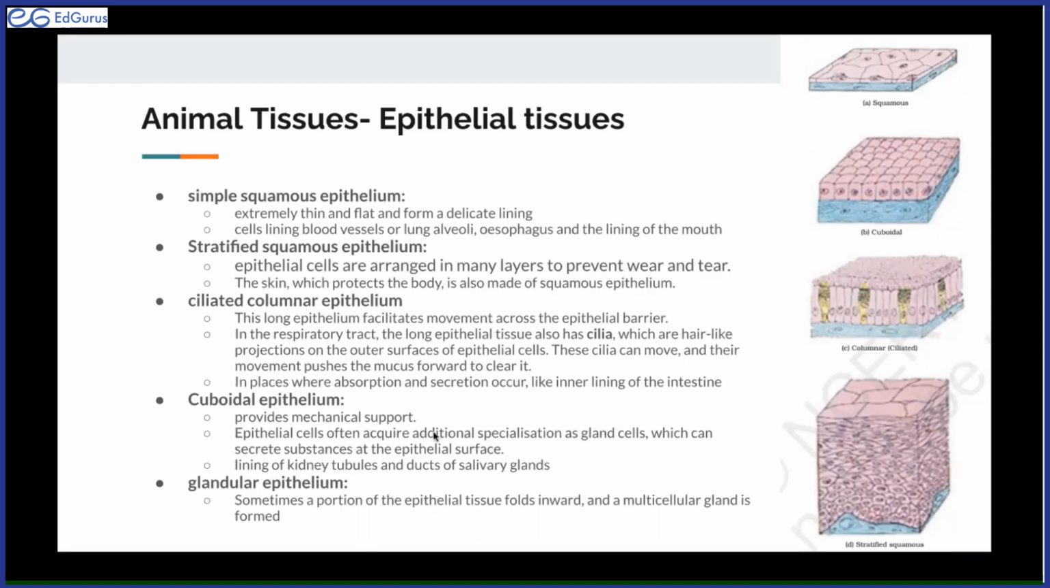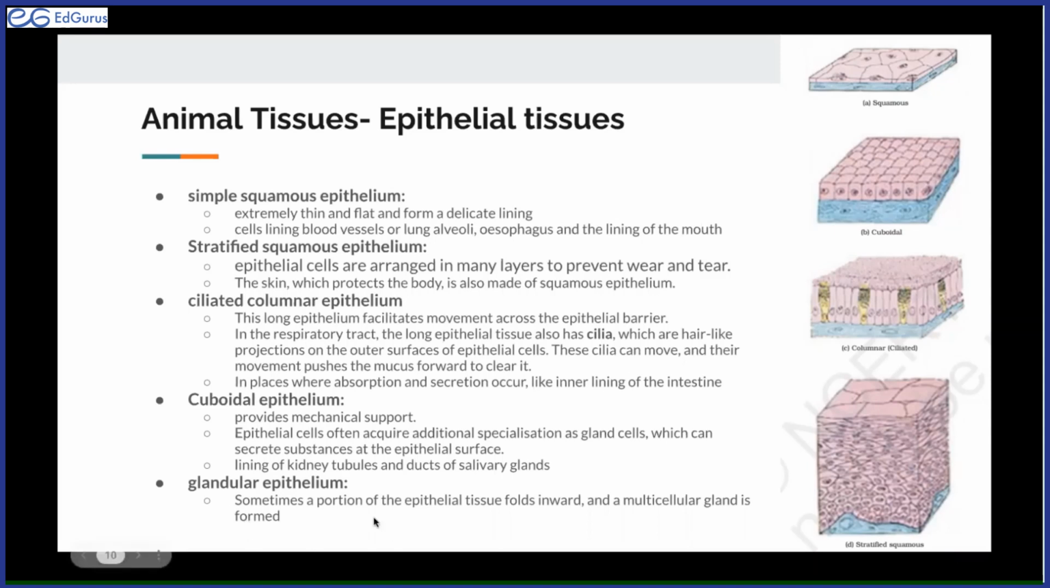Yeah. So lastly, we have glandular epithelium. This was just a small line in your textbook, so I decided to include it. But these are the 4 main types. But there's also this type, that sometimes there's a portion of this epithelial tissue that folds inside. So then a multicellular gland is formed, and this is called the glandular epithelium.